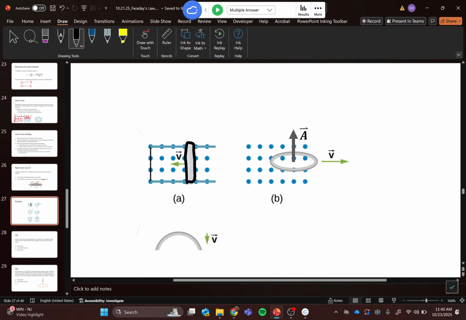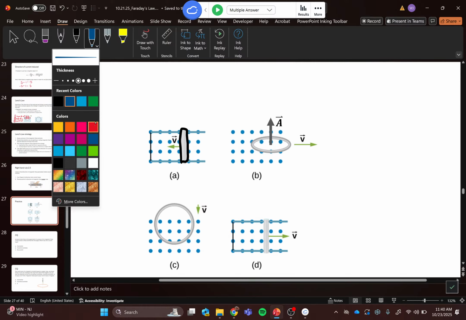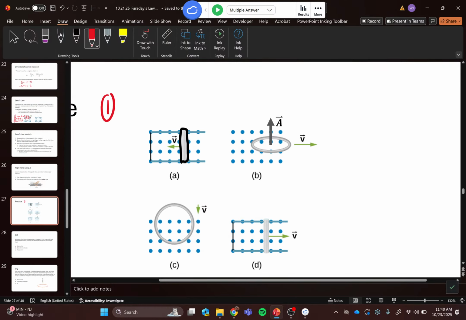Let's go through the process and write it down. I'm going to do that a few times, but not every time because it takes time. I am getting less B out. As the bar moves to the left, I'm getting fewer magnetic field lines pointed out of the page. I don't want that. Counter that. If I'm getting less B out, what do I need to do to counter that? Make B out. I don't want less. I want to keep what I have.